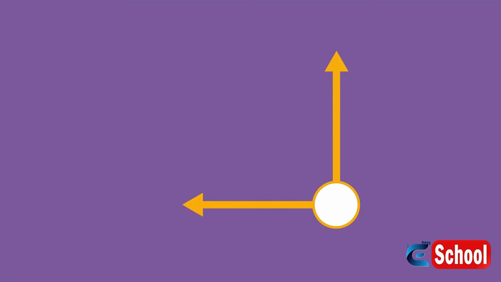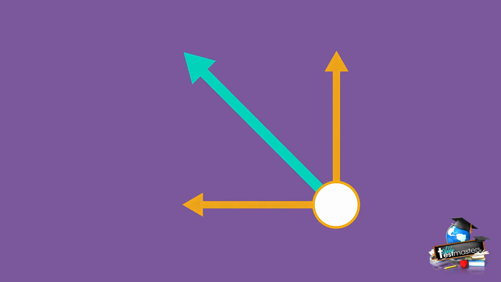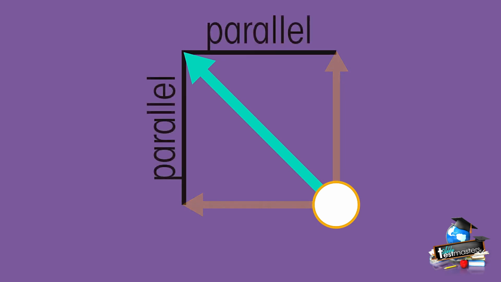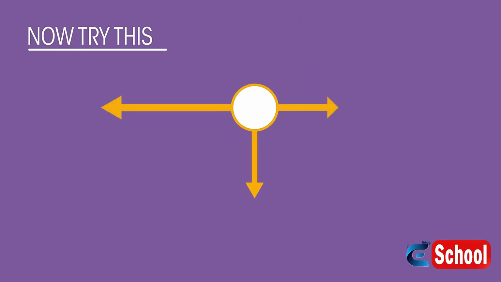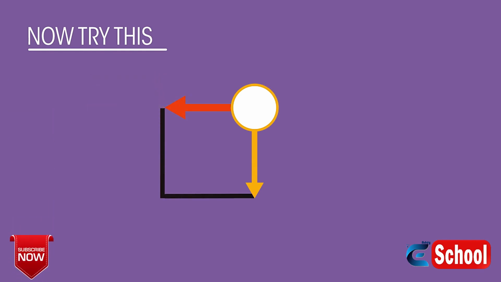Now you try. What direction do you think the resultant force will be here? Pause the video and have a go. The resultant force is obtained by drawing lines parallel to the forces to make a parallelogram or rectangle. Well, first of all, we need to find the resultant horizontal force, like this. Then, we need to draw the lines parallel to the forces to construct the resultant force. Did you get it right?